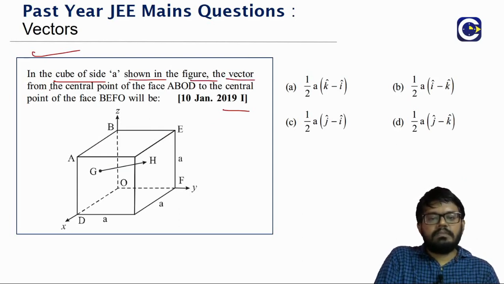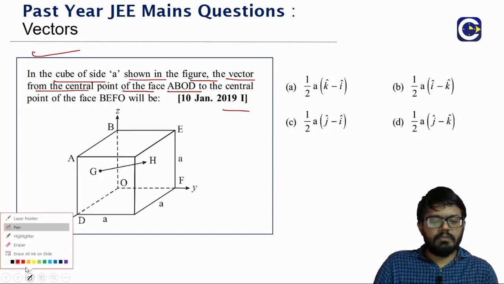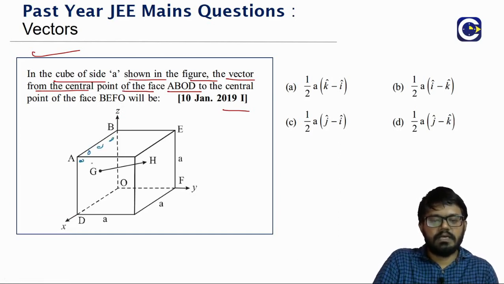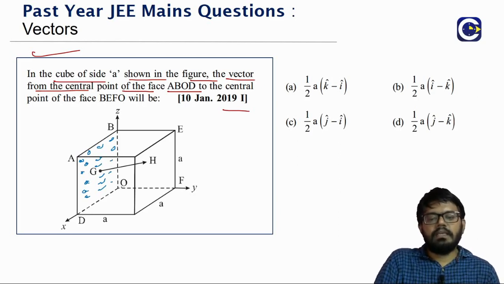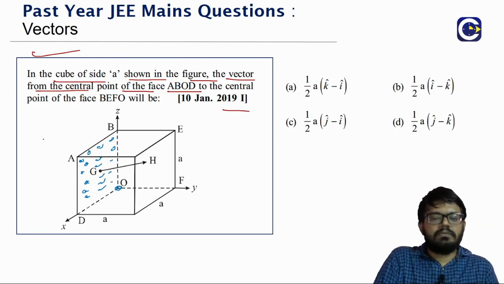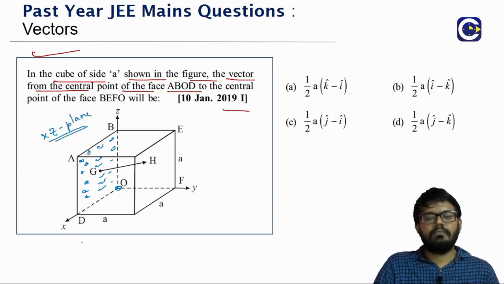The vector from the central point of the face ABOD. Where is ABOD? I mean, we'll just mark it with a different color so that we can see. ABOD face is this one. So we'll just mark it. This is the ABOD. The central part, what is it? G. See one thing. This is origin. What is this ABOD? It is the XZ plane. So ABOD is the XZ plane. Central point is G.